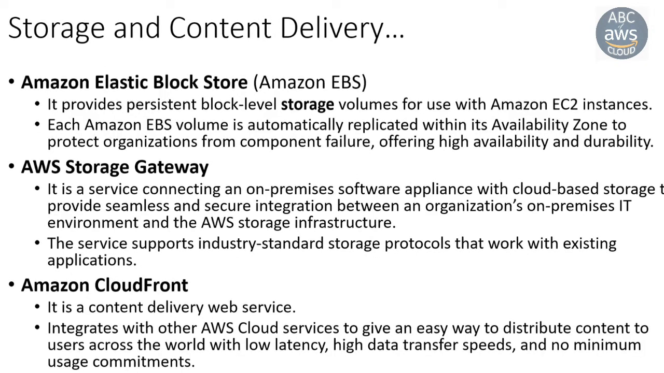Next, Amazon Elastic Block Store. It provides persistent block level storage volumes. See, these are storage volumes, and those are not object storage. Storage volumes means you can think about a hard drive of your laptop. So this is a type of hard drive, and this is used in your EC2 instances, your virtual machine's hard drive. You can think about this, and each Amazon EBS volume is automatically replicated within its availability zone to protect organizations from component failure, offering high availability and durability.